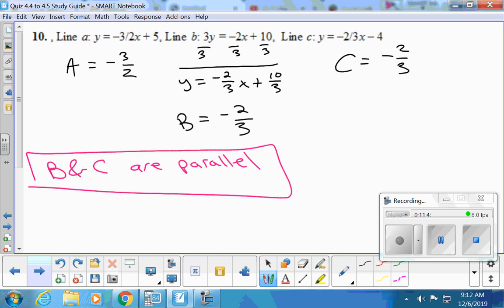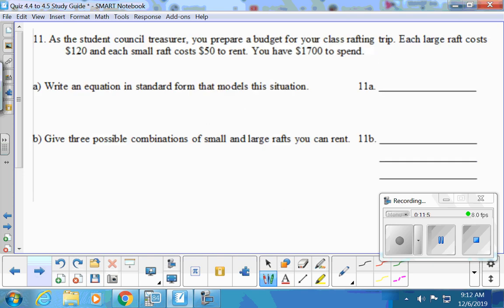All right, we've arrived at the one I can tell will challenge our scholarliness. We're going to do the student council problem. Each large raft costs 120. You can have your large rafts be x. Each small raft, you can call that y, would be 50. And you have 1,700 to spend. So what's our equation going to look like? It's just 120x plus 50y is 1,700.